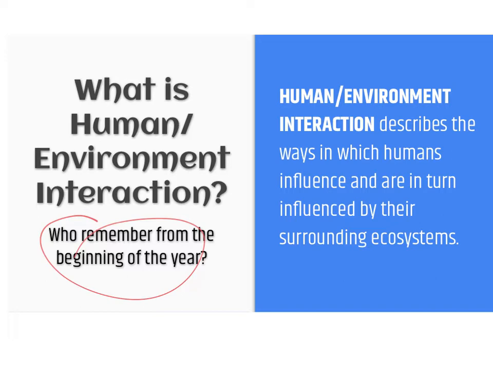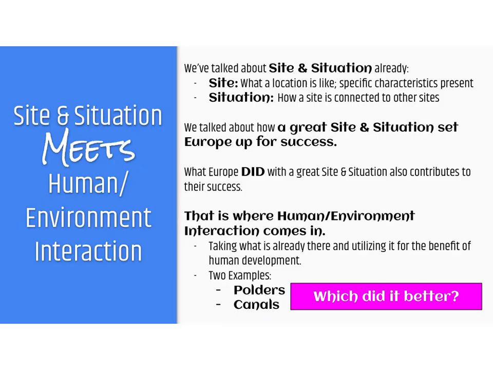Human-environment interaction describes the ways in which humans influence and are in turn influenced by the surrounding ecosystems, the surrounding environment. So the definition I gave you at the beginning of the year is: how do people influence the environment and how does the environment influence the people? Back and forth in this kind of cyclical relationship. What that means in terms of Europe goes right in hand with what we were talking about with site and situation.